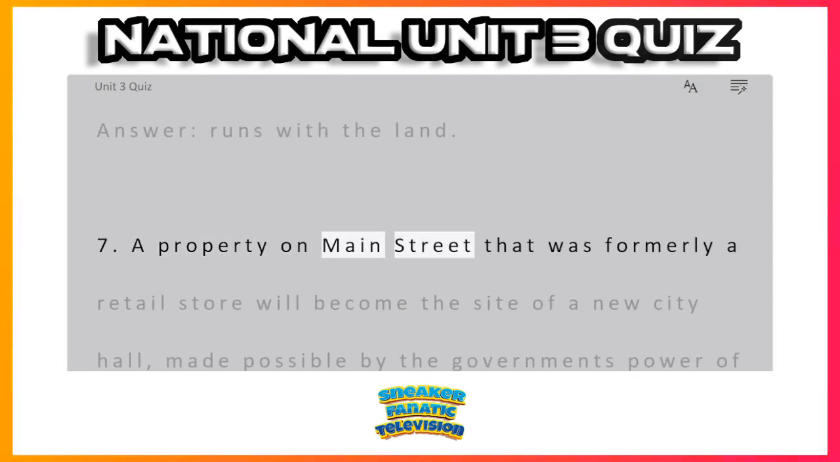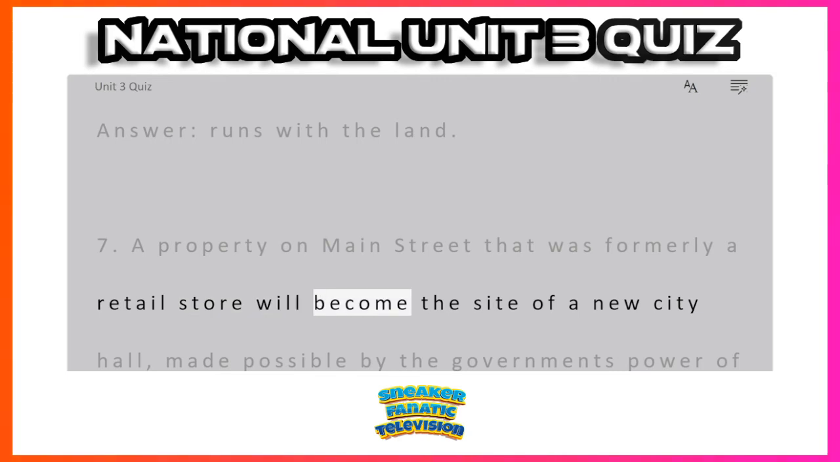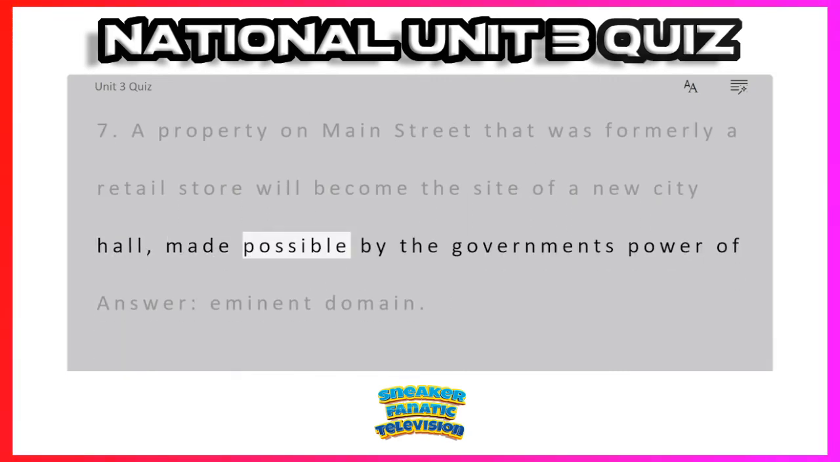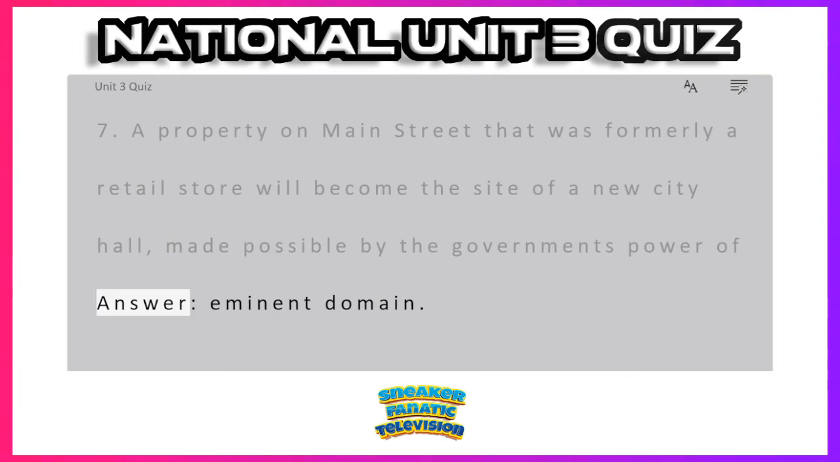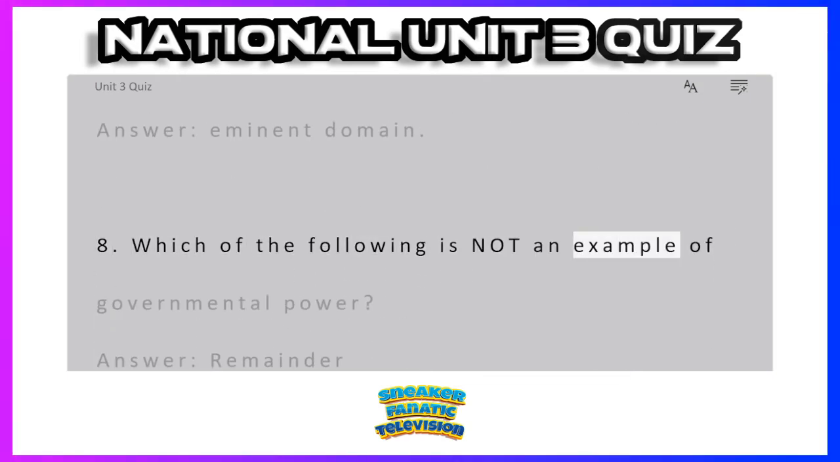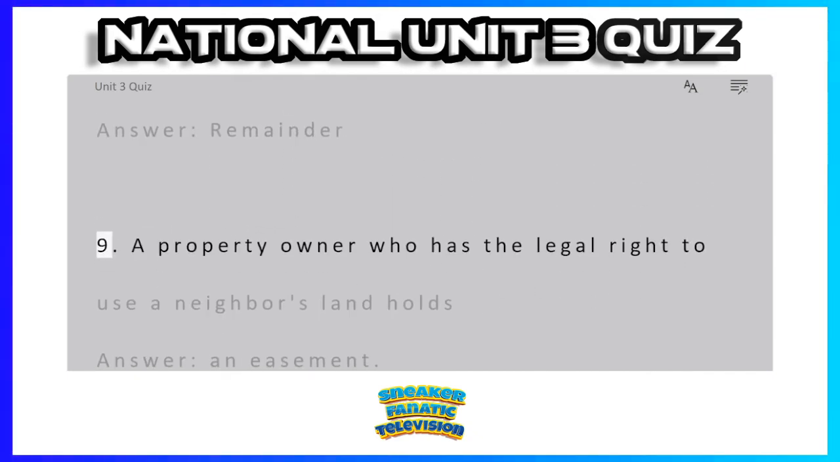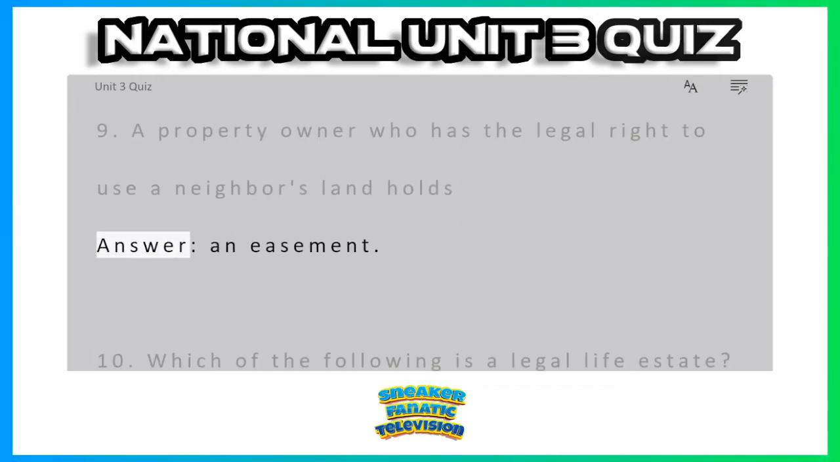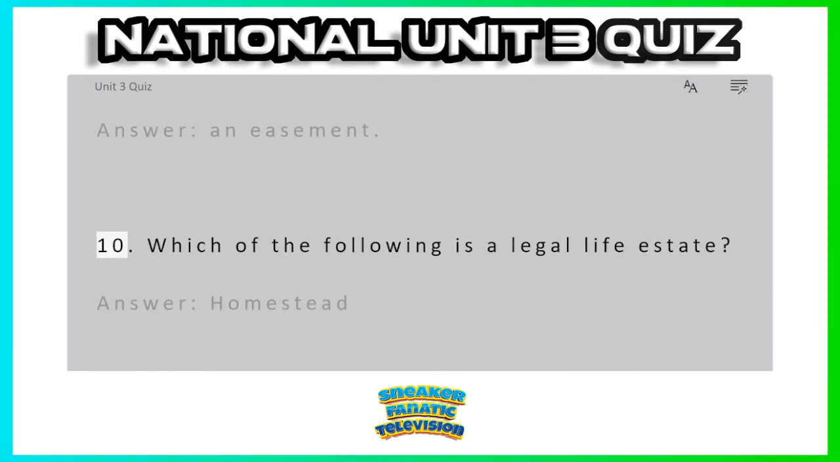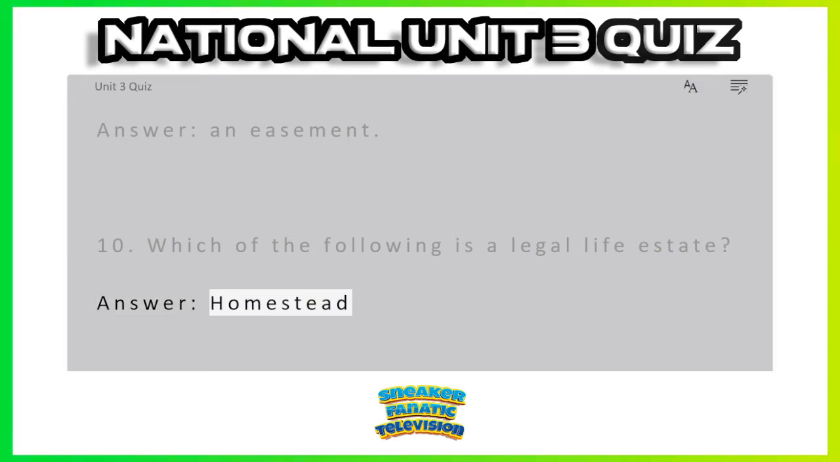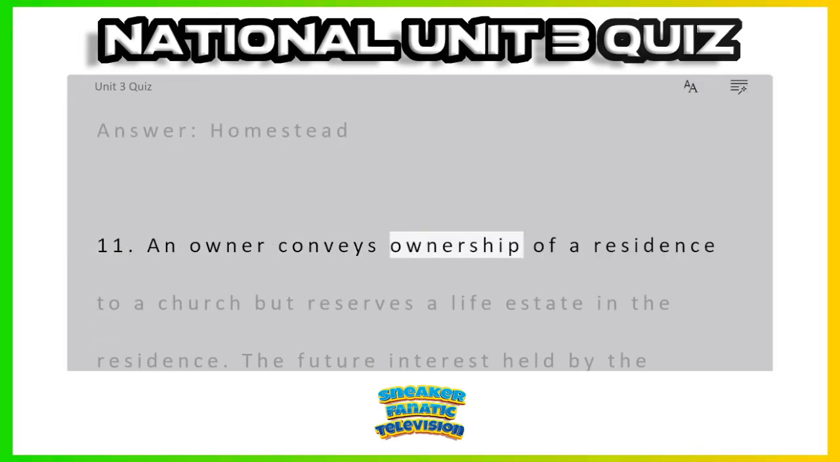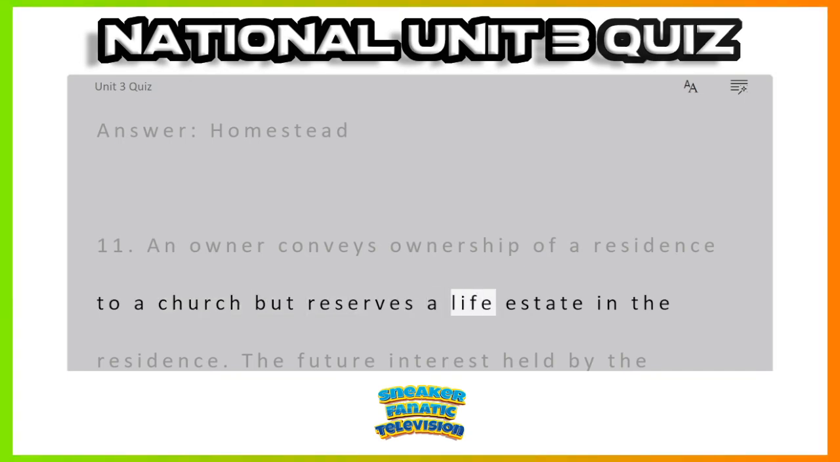7. A property on Main Street that was formerly a retail store will become the site of a new city hall, made possible by the government's power of. Answer: Eminent domain. 8. Which of the following is not an example of governmental power? Answer: Remainder. 9. A property owner who has the legal right to use a neighbor's land holds. Answer: An easement. 10. Which of the following is a legal life estate? Answer: Homestead.